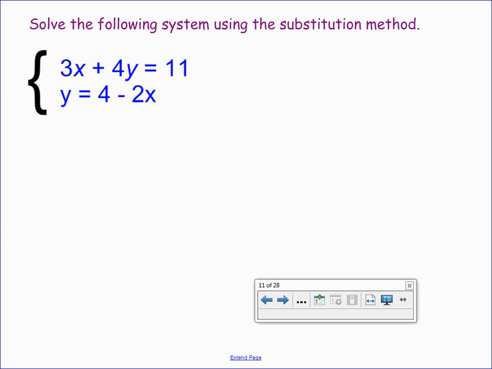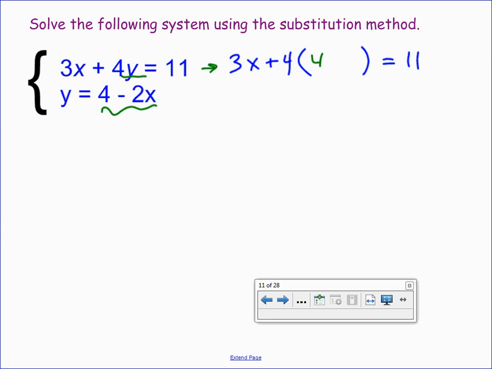Awesome work, you guys. You're doing great stuff. I'm going to go ahead and rewrite that first equation: 3x plus 4y equals 11. Except everywhere I see a y, I'm not going to put y. What am I going to put? Mark? Absolutely. We're going to replace y with what y equals.